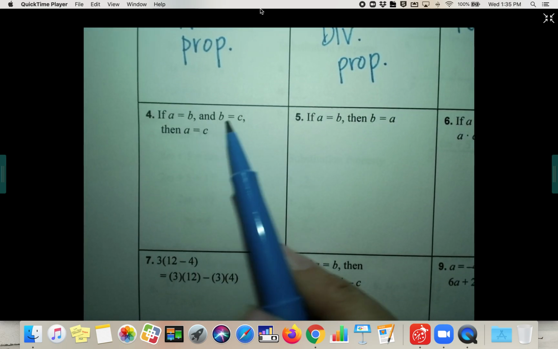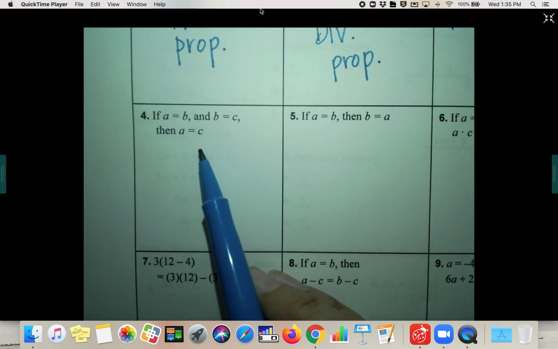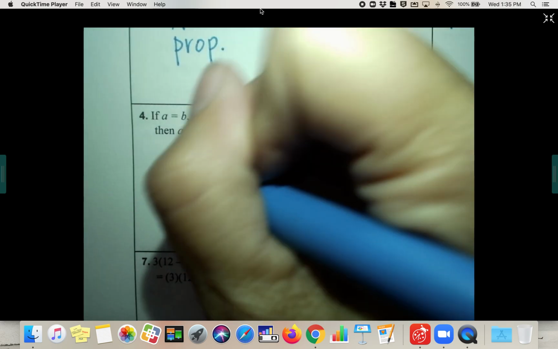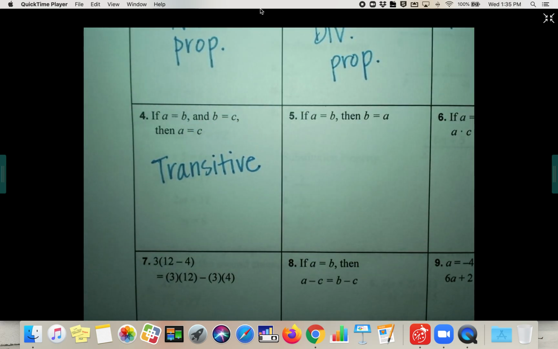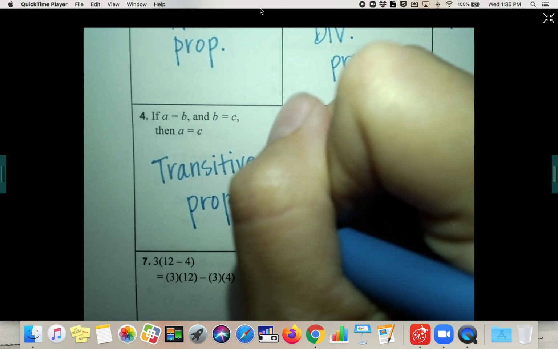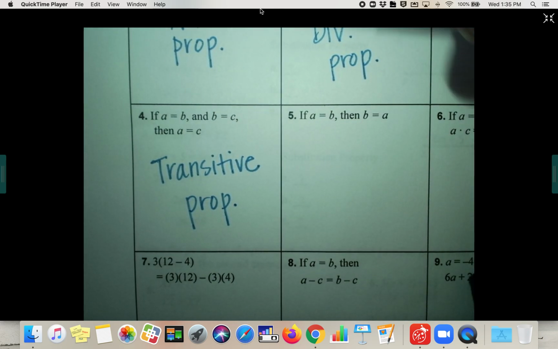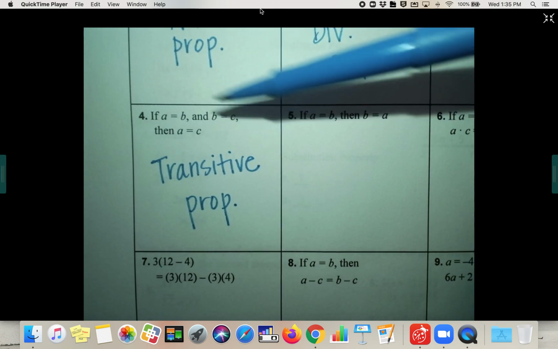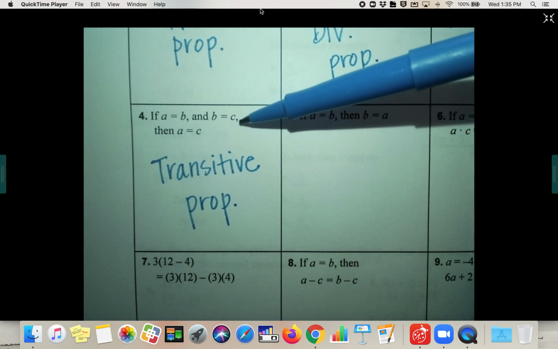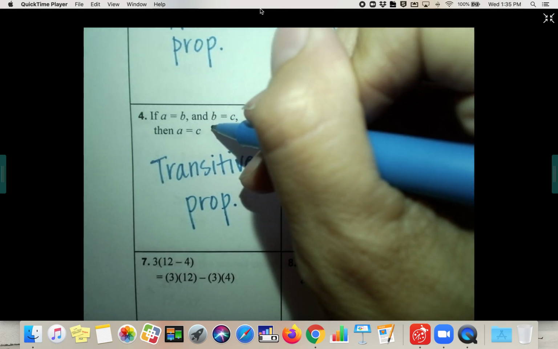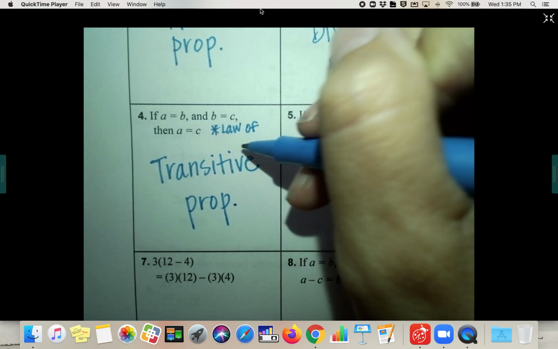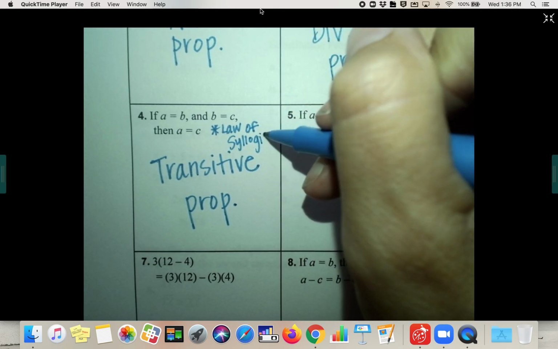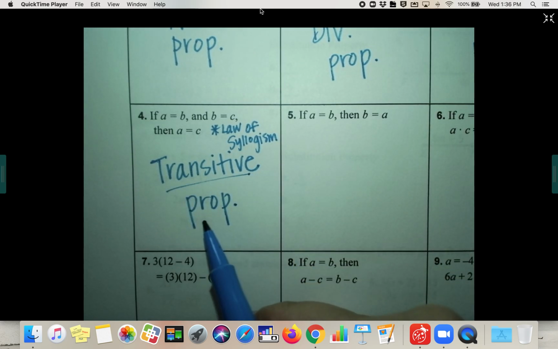Number four, if A equals B and B equals C, then A equals C. This sounds a lot like the law of syllogism we just did, and this one is called the transitive property. If you've ever heard of a person being transitive, that means they move around a lot. And what happened with this is it moved. It went from A to B, B to C, therefore A to C. Transitive is the law of syllogism, but we just aren't saying laws right now, we're saying properties. So the law of syllogism is called transitive property when you're identifying it as a property.